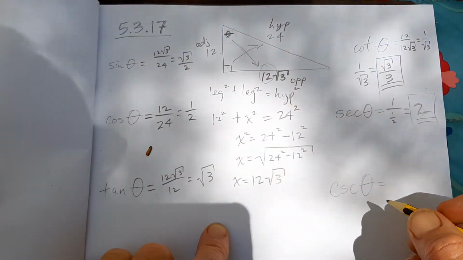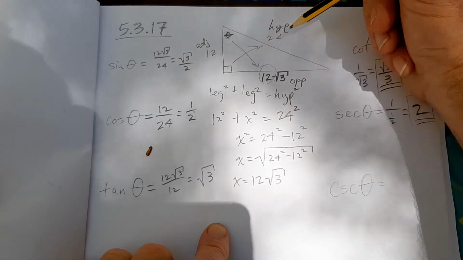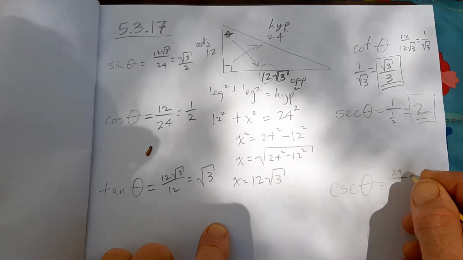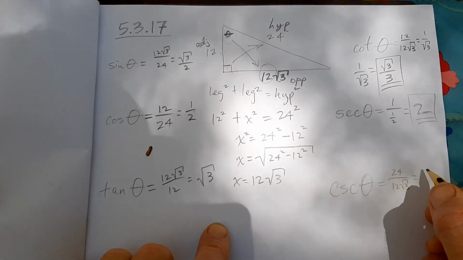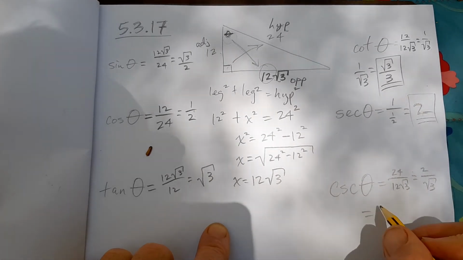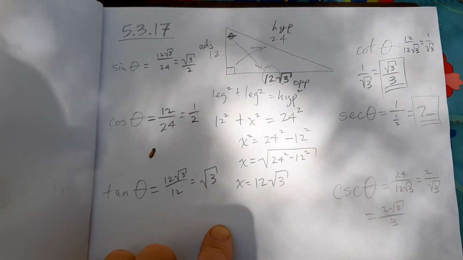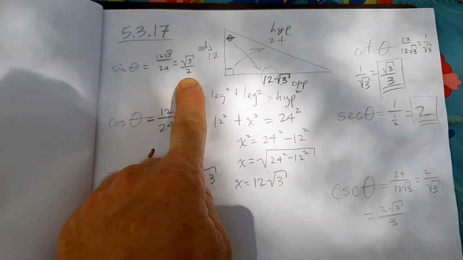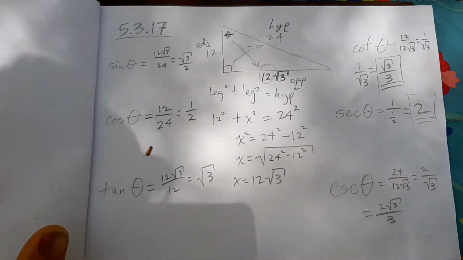Okay, cosecant is 1 over sine. Cosecant of this angle would be the hypotenuse over opposite. So 24 over 12 square root of 3 is 2 over the square root of 3, which is 2 square root of 3 over 3. You can stick that in your calculator and make sure you get that. So if I flip sine over and then rationalize the denominator, that's what I get. All right, good luck, guys.